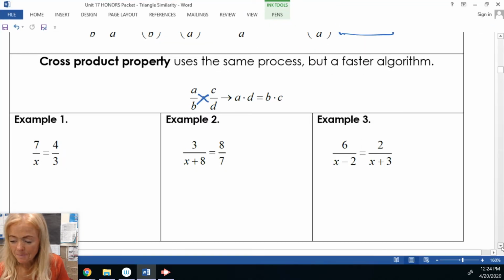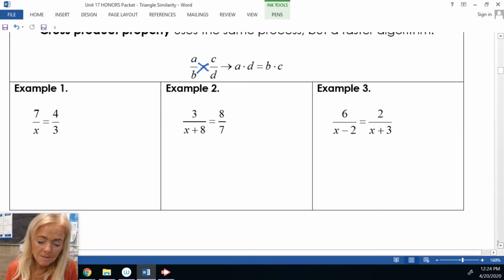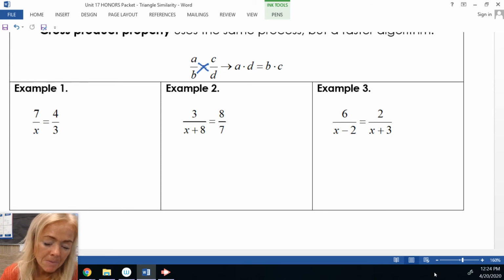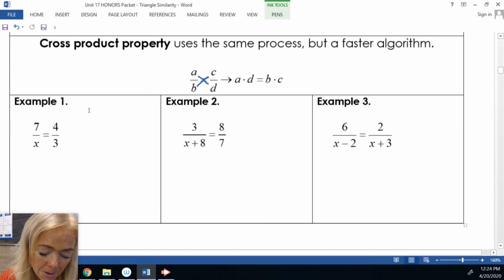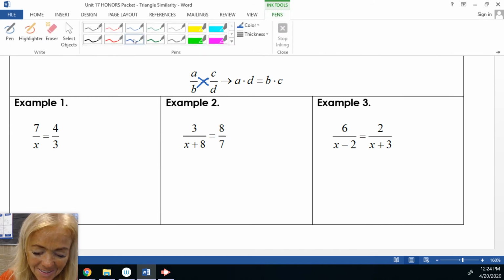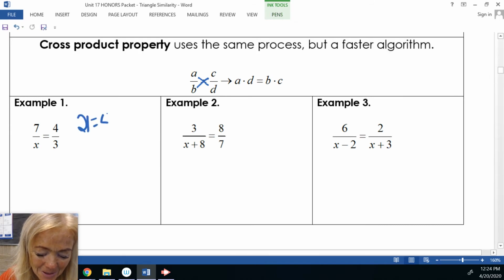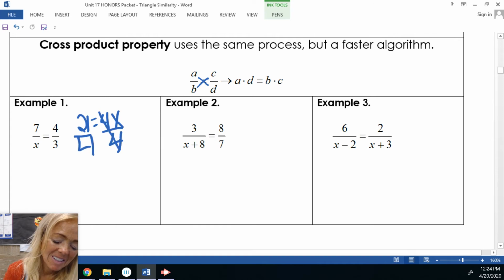All right. When you're looking at example 1, I'm sure you can do these with me. That's pretty easy. We've already done a few. 21 is equal to 4x. I love this new little toy because it just keeps popping up things that I don't mean for it to pop up. And I have to remember to keep clicking the pen all the time.